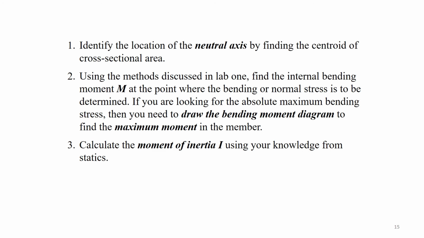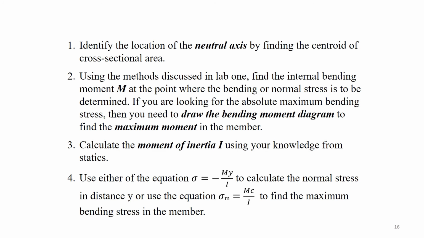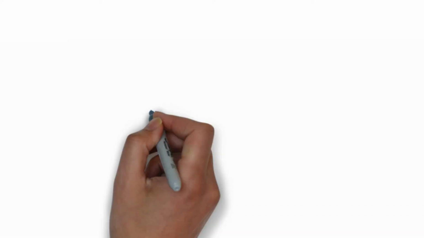Step 3. Calculate the moment of inertia I using your knowledge from statics. Step 4. Use either of the equations, sigma equals negative M times y by I to calculate the normal stress at distance y, or use the equation sigma m equals M times c by I to find the maximum bending stress in the member. Now we will look at an example.